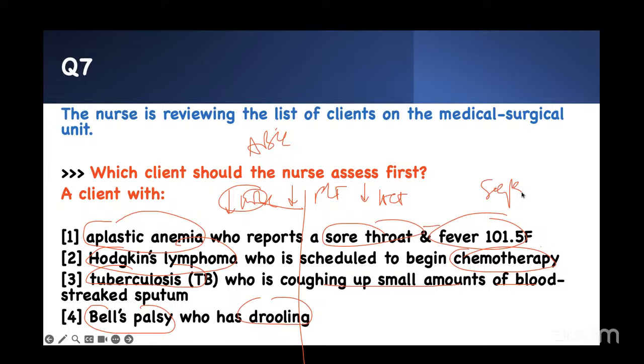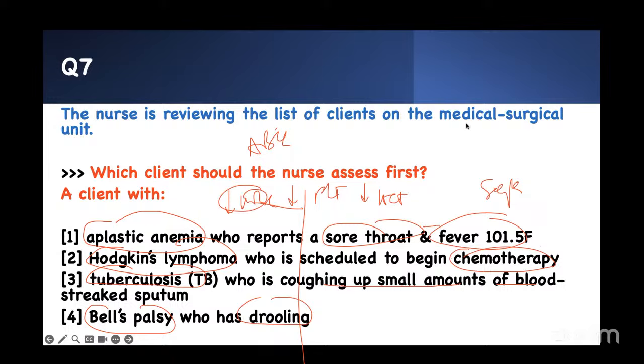Hodgkin lymphoma, he has cancer, he's scheduled for chemotherapy. There's nothing wrong with him. Nothing. He's just waiting. TB patient, well, you're going to cough. If you cough, there is some small blood in it. It's concerning, but I expect you to cough. The palsy, of course, you're going to drool. Just because you're drooling, you're going to pick it. Understand the concept. Go back to the pathophysiology. Bell palsy patient, why would they be drooling?